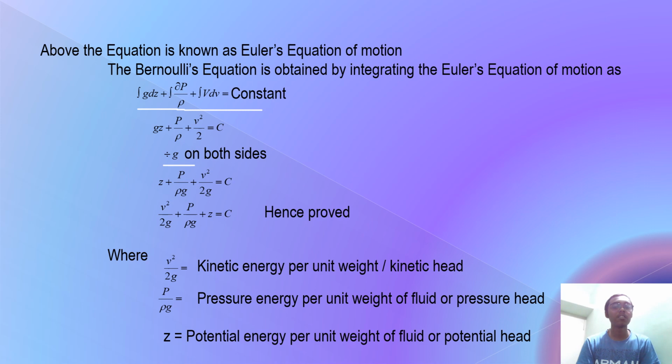In the expression, V square by 2g is the kinetic energy per unit weight, which is the kinetic head. P by rho g is the pressure energy per unit weight of fluid, or pressure head. Z is the potential energy per unit weight of fluid, or potential head.